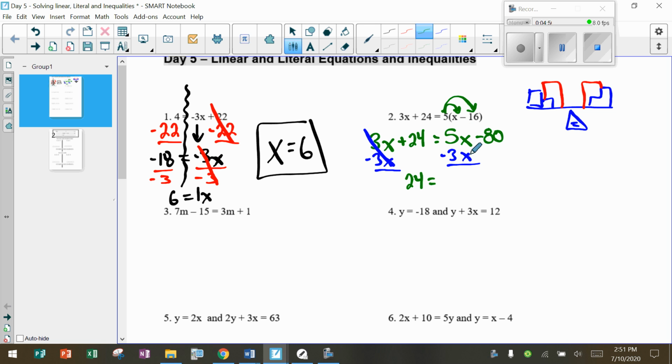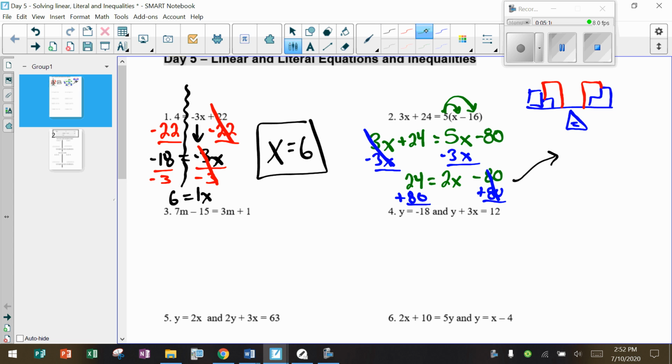5x minus 3x leaves me with 2x, and I bring down the minus 80. After that one step, it's similar to question 1. So what I should do next is get the 80 to the other side by adding it. That way the 2x piece is getting closer to being all by itself.